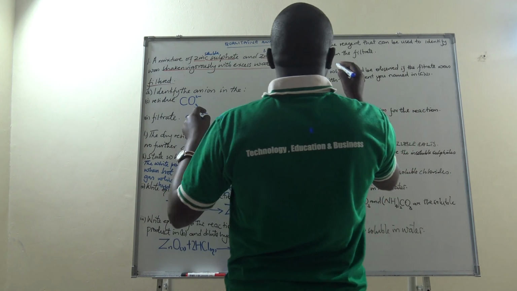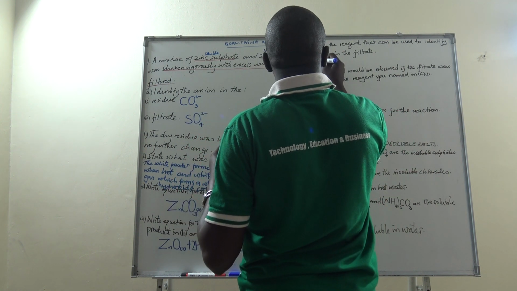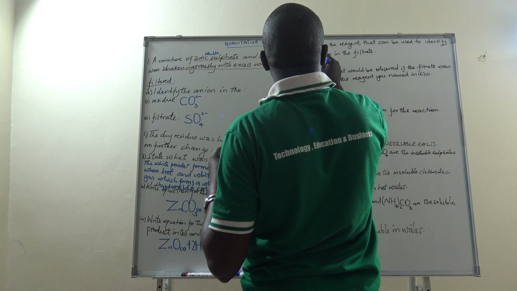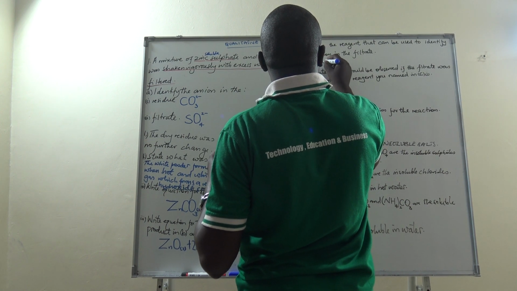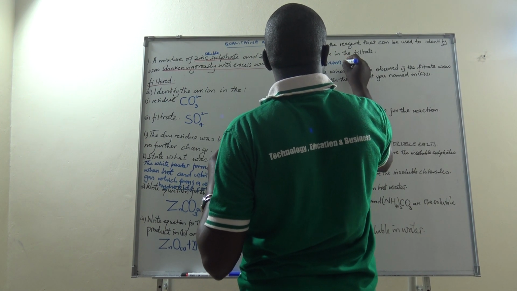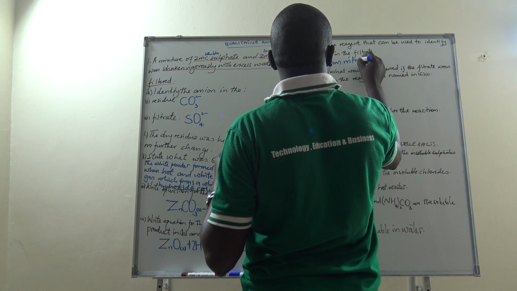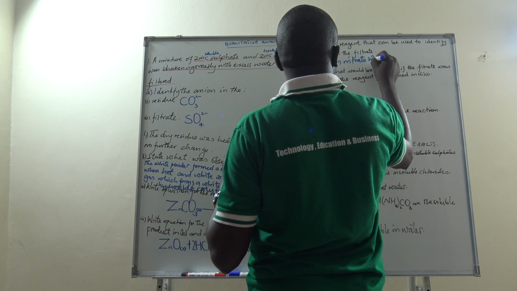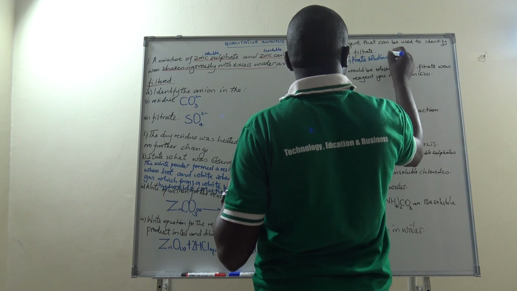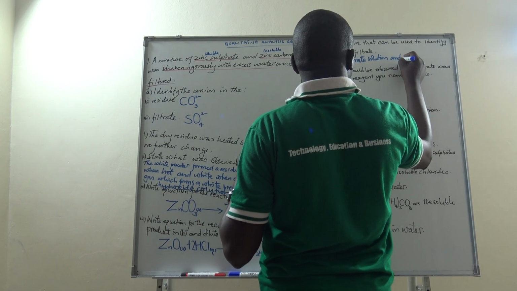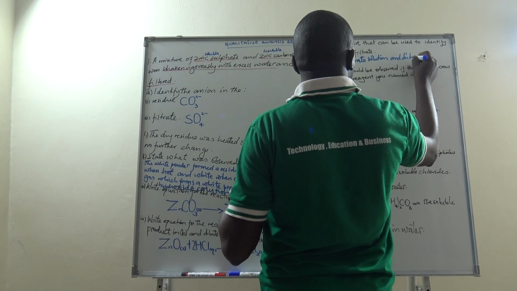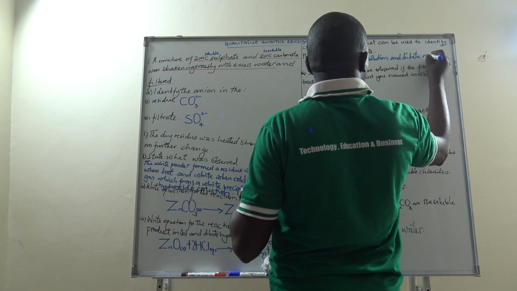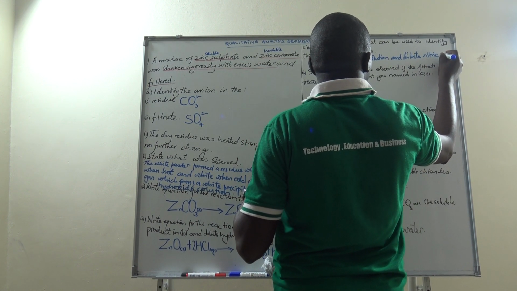Name the reagent that can be used to identify the anion in the filtrate. The anion is the sulfate ion. So the reagent is barium nitrate solution and dilute nitric acid.